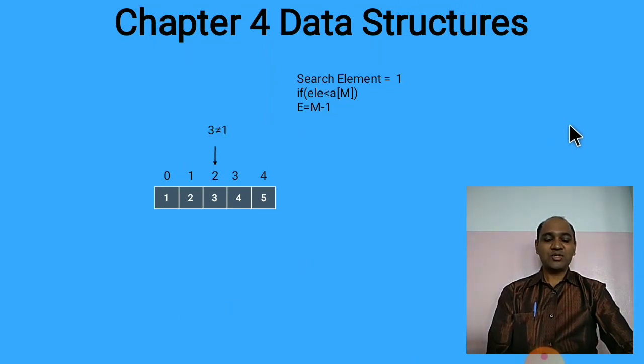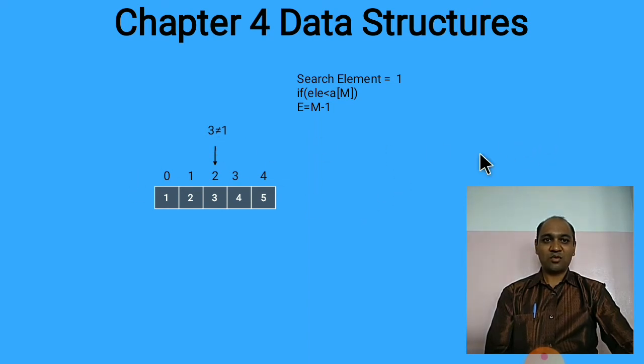Next, in case the search element is 1, if element is less than a of mid, then it has to move to the left hand side. Okay, e is equal to, that is ending. So this midpoint is acting as an ending, m minus 1. So mid minus 1 means what, we are going to move on to the left hand side, right? So here it is not matching. You can see 3 is not equal to 1, because the search element is 1 and this location mid is consisting of 3. So hence it is false.